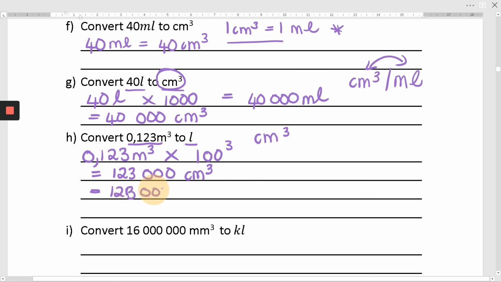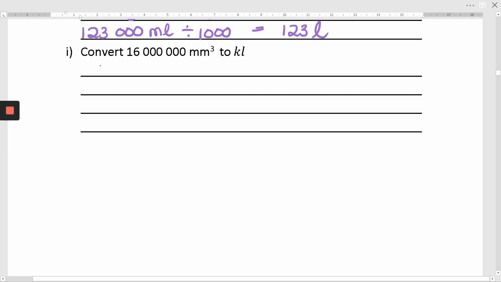And then I remember that, of course, that is exactly the same for milliliters. So that's still 123,000 milliliters. And then what I'd like to do is to get that into liters. So I'm going to say 123,000 milliliters divide by 1,000, and that will give me 123 liters.